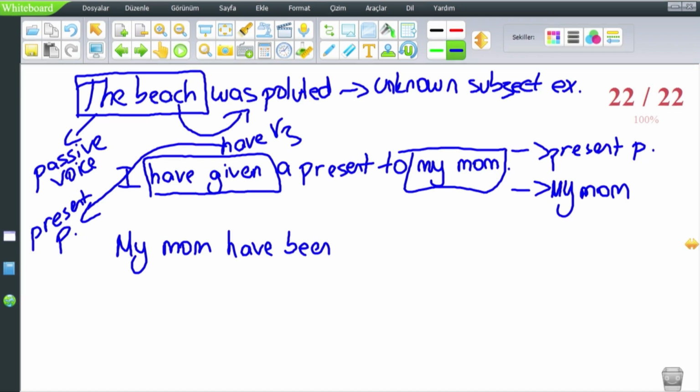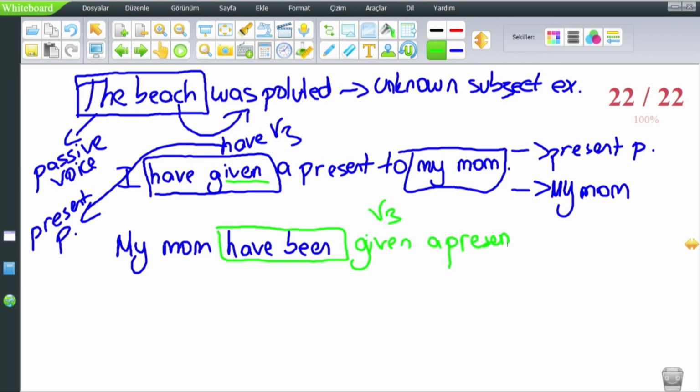This is how I make passive voice in present perfect tense. Have been given, verb 3, a present by me.